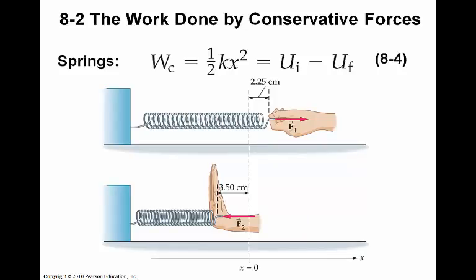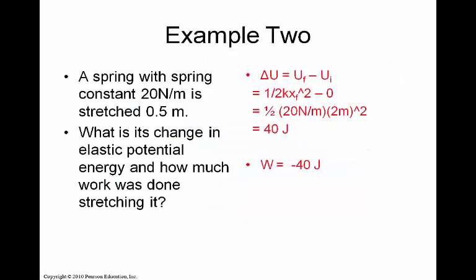Springs are also conservative forces. Think about it. A spring has a certain amount of elastic stored potential energy. And that elastic energy is going to be equal to the work done stretching it, 1/2 kx squared. So, for example, we have a spring with a constant of 20 newtons per meter, and it's stretched 0.5 meters. We want to know its change in elastic potential energy and how much work was done stretching it.